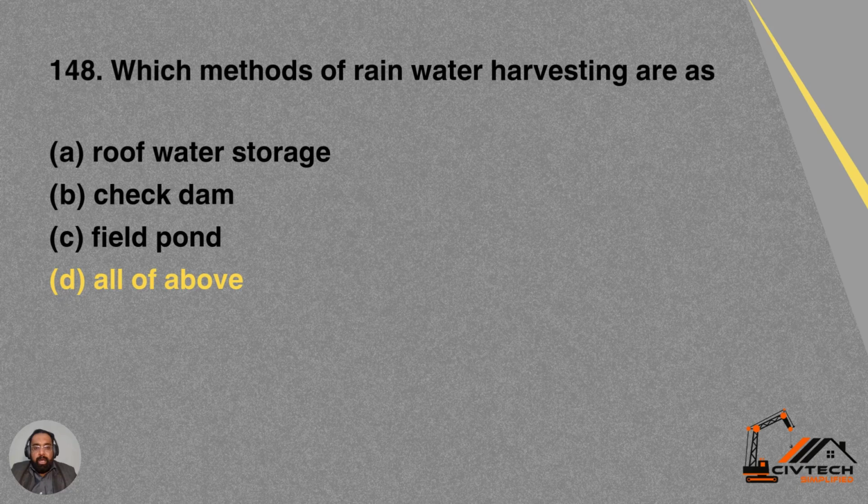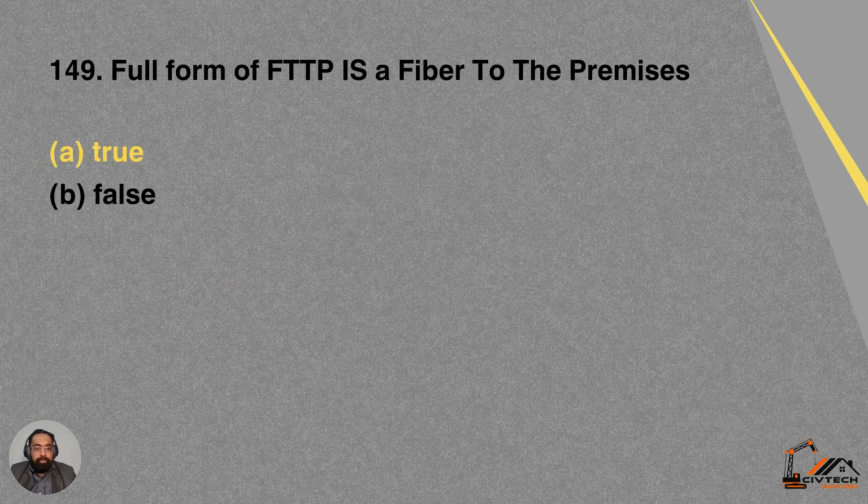148. Which methods of rainwater harvesting are there? Option A, roof water storage. Option B, check dams. Option C, field pond. Option D, all of the above. Yes, all these are rainwater harvesting methods or techniques. So D is the correct answer. Roof water storage, check dams, and field ponds are used to collect and store rainwater.